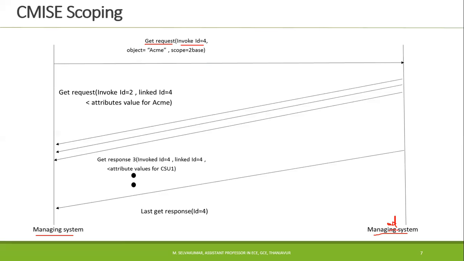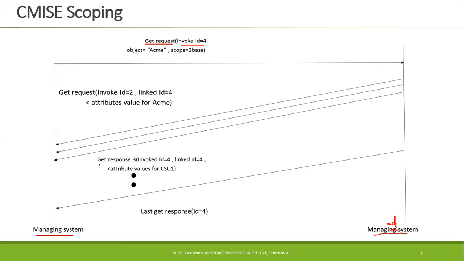Managed systems. This is a managed system, managing system, and this is a managed system. Get request, invoke ID equal to, linked ID equal to, for attribute value for ACME. So the response is get from this invoke object connected to the bases. What are the bases? Request 1, request 2, and request 3.